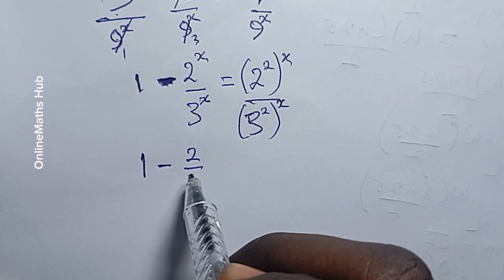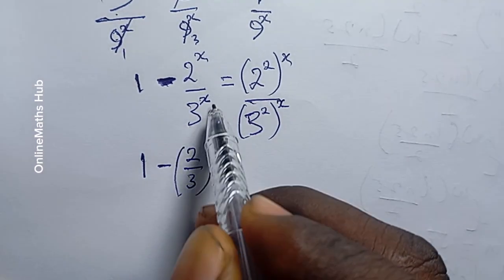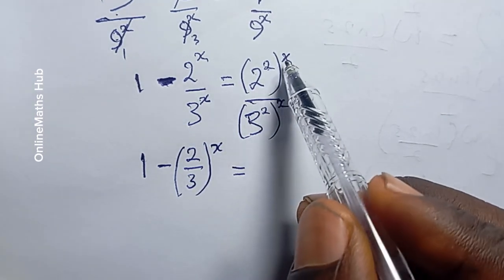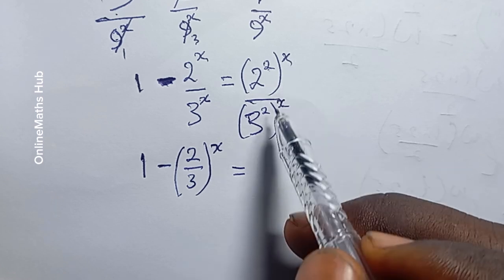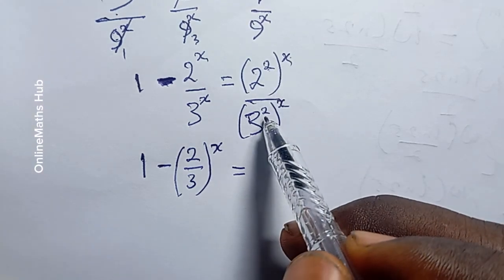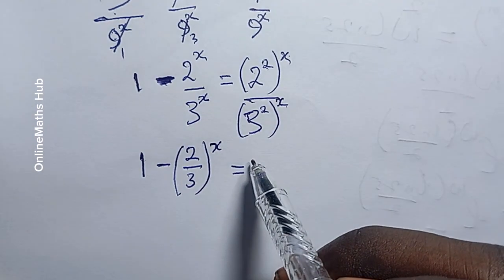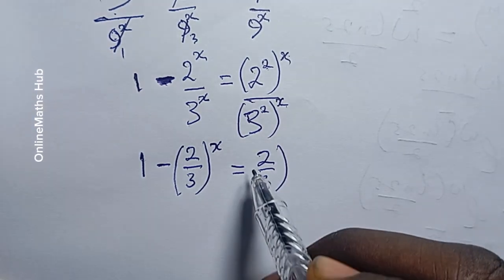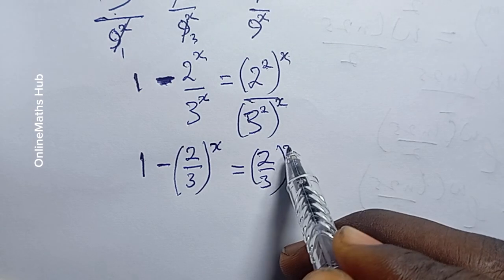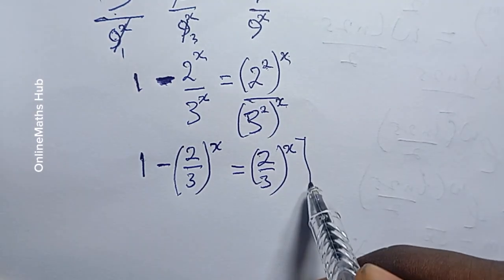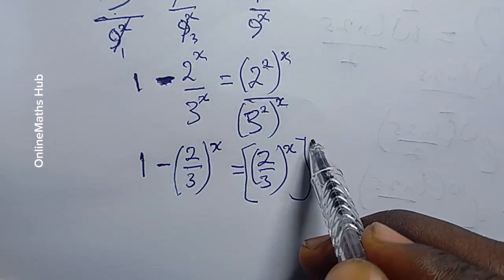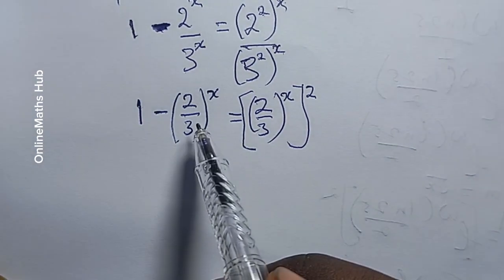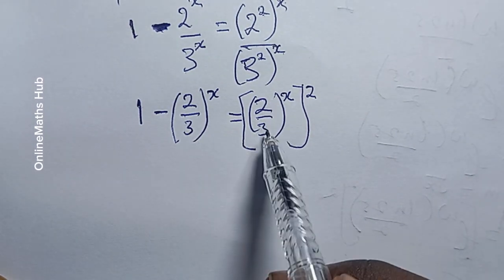So moving on, this is 1 minus, since they have the same power, I can write this as 2 divided by 3 and all raised to power x, is equal to, so if I push out this 2x right here, you're going to be seeing 2x over here and of course 2x right here. So I can write this as 2 over 3, all raised to power x, and then let me also bring out the other 2. So that you can see that we have some common terms right here, which is 2 over 3 power x.